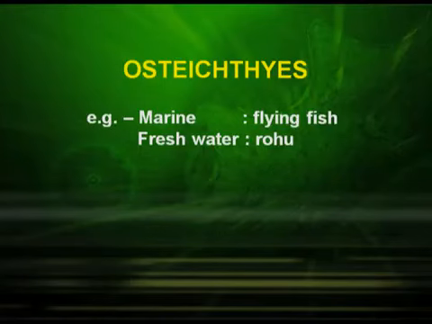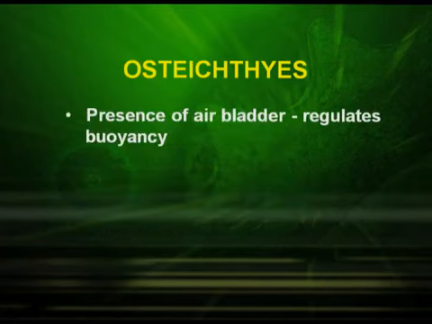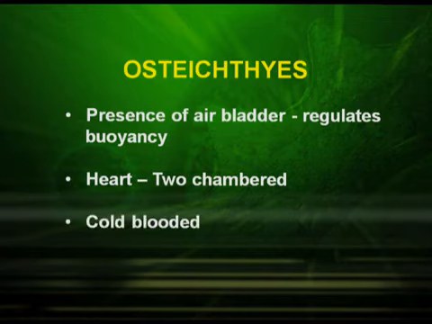The next class is Osteichthyes, which includes the marine flying fish and the freshwater rohu. They have a bony endoskeleton and a streamlined body. Presence of air bladder which helps in buoyancy. Heart in these animals is 2 chambered and they are cold blooded animals.